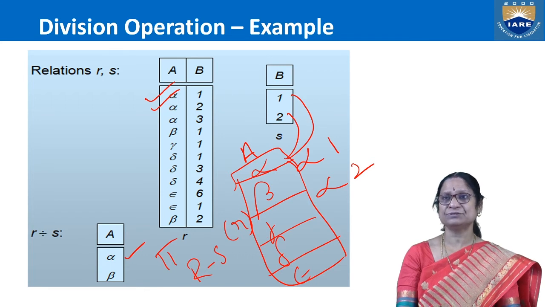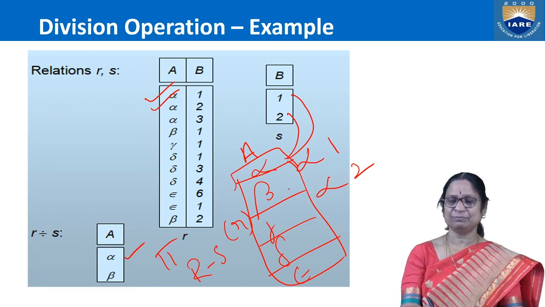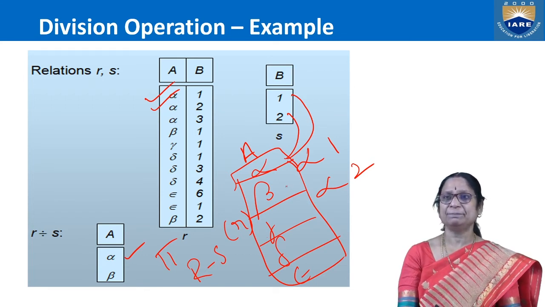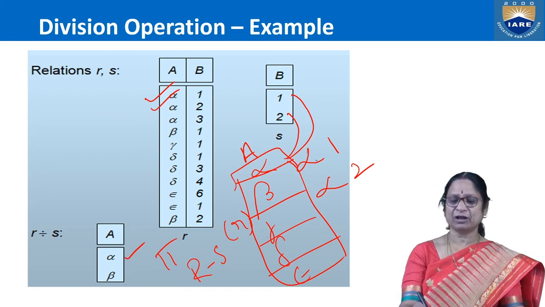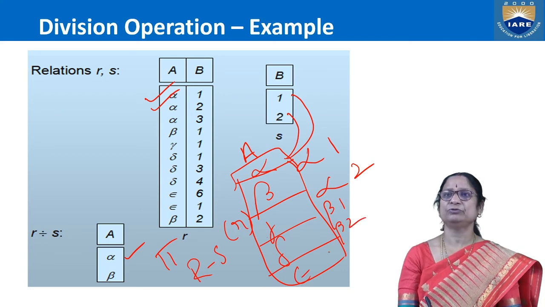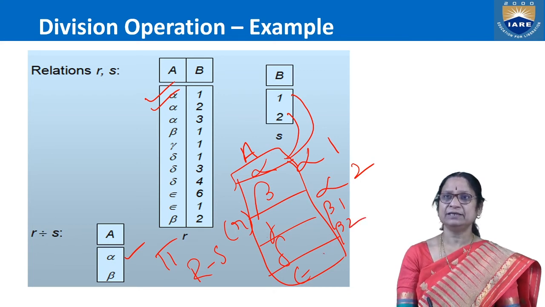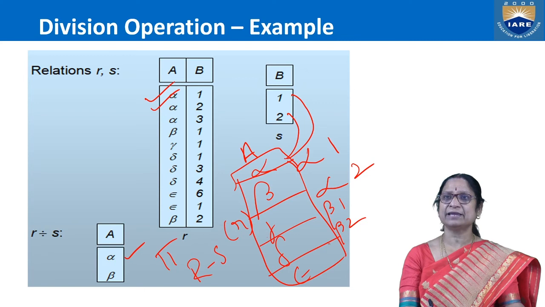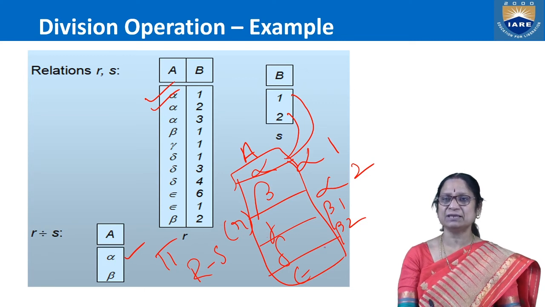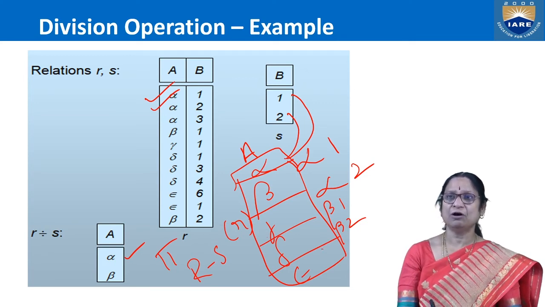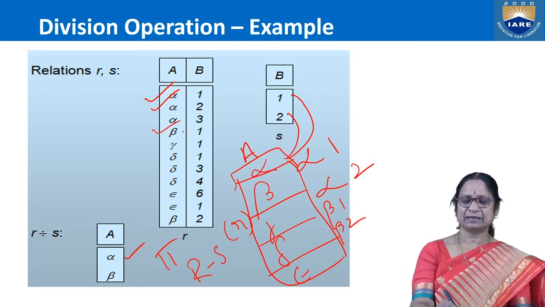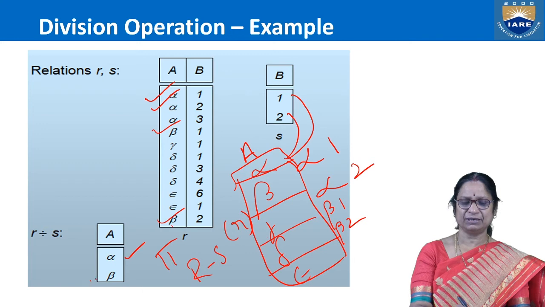Please don't get confused. You observe here. What is the second one? Beta attribute. Beta is one tuple. Again, I have to compare beta 1, beta 2. So T is beta, S is 1, S is 2. So that's why beta 1, beta 2. All these tuples must exist in the relation. Beta 1 is there and beta 2 is there. So that's why beta is listed out.